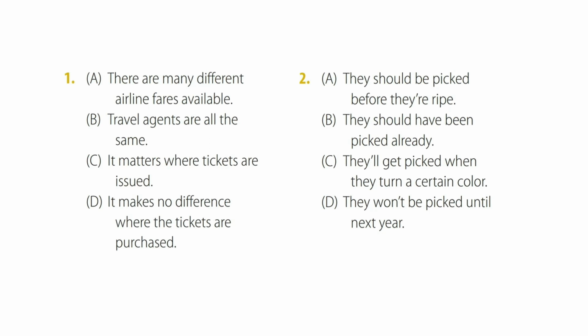Number 1. Did you buy your ticket from a travel agent or from the airline? Does it matter? They're all the same price. What does the woman mean? Number 2. When do you think your apples will be ready to pick? You can always tell whether an apple's ripe by its color. What does the woman imply about the apples?